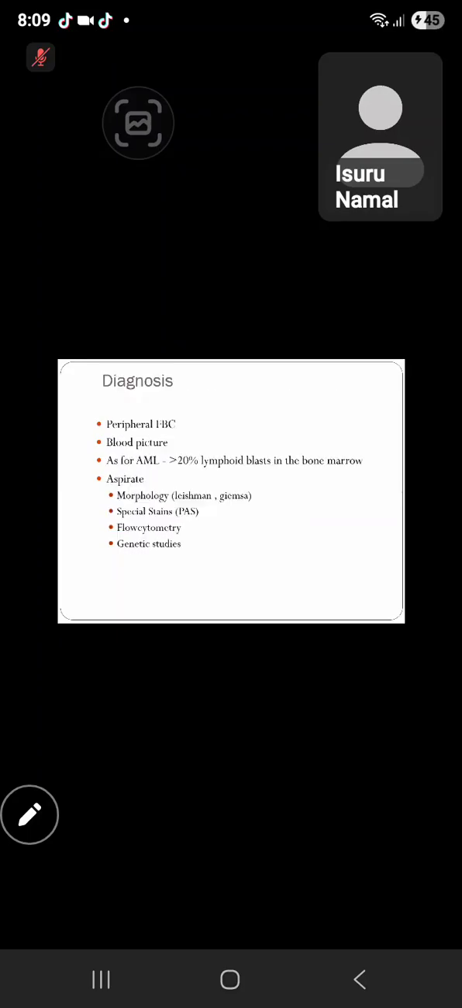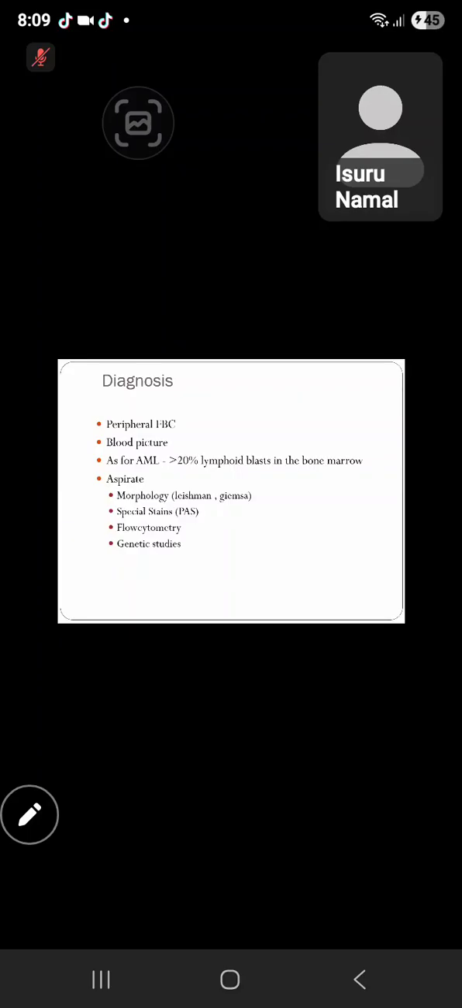Then bone pain, fever, hepatosplenomegaly. Those features are common for AML as well as for acute lymphoblastic leukemia. The symptoms are common, right? Then diagnosis. The same diagnosis route we have to follow: peripheral full blood count, then blood picture as in AML. The peripheral blast count may be more than 20% here, because that is also categorized under acute leukemia, right? Then we have to do the bone marrow aspirate as well as the trephine biopsy.